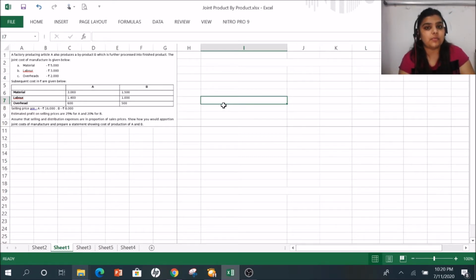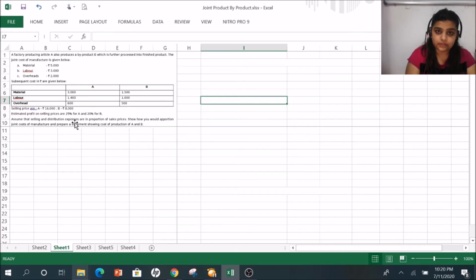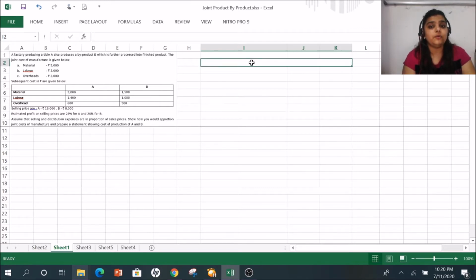Next is the survey method. It's a theoretical method. They should have given us the values, that's not given. The next is the market value method. Under that, if you see, they have given us the profits. They have told us that there are selling and distribution expenses, plus they have given us the details for the further processing also. So which method do we need to follow? We need to follow the net realizable value method.